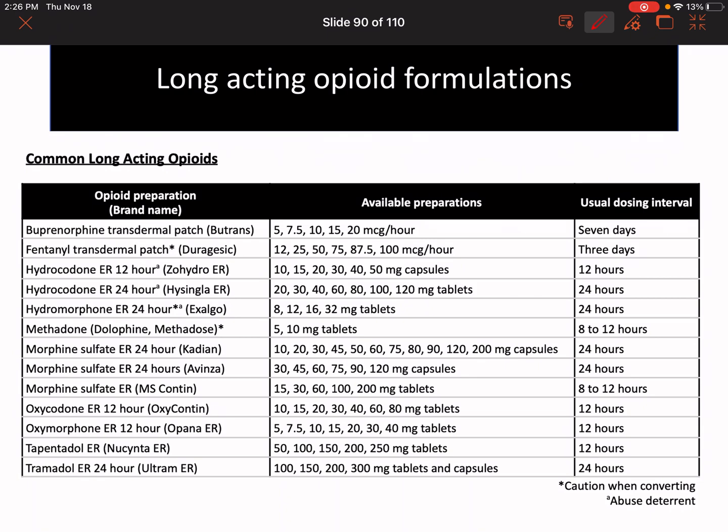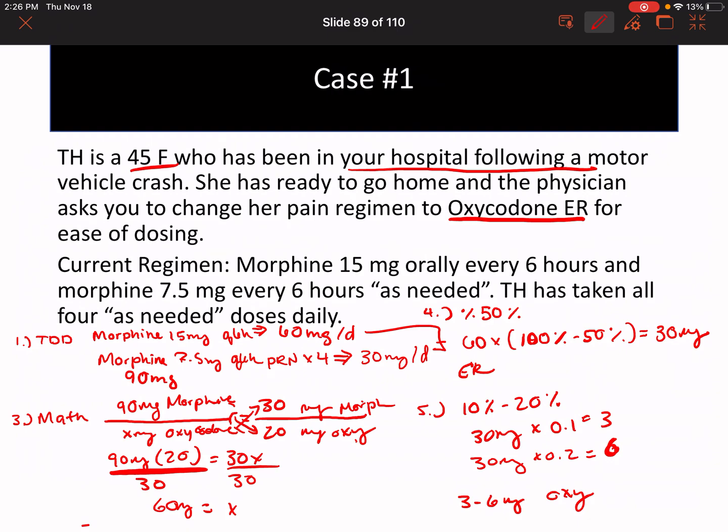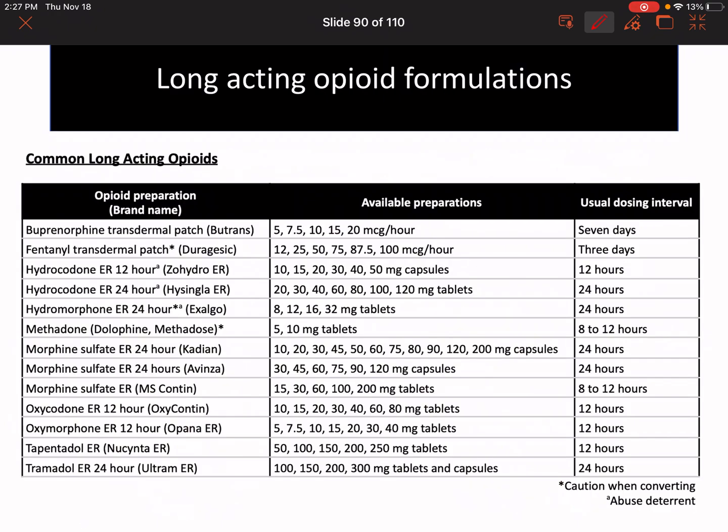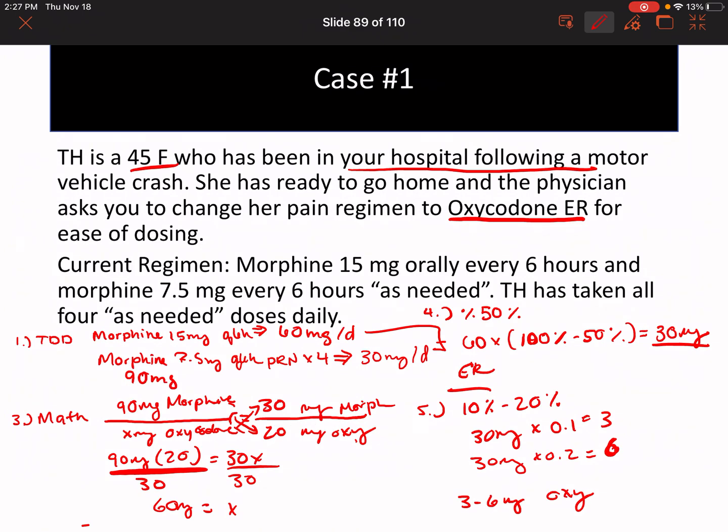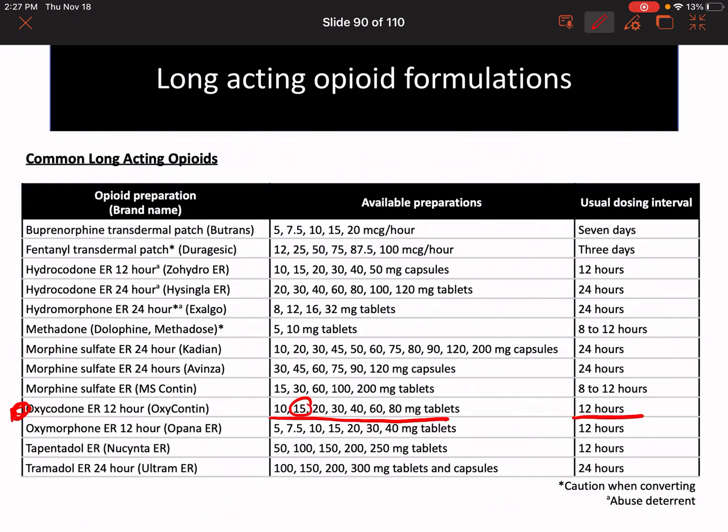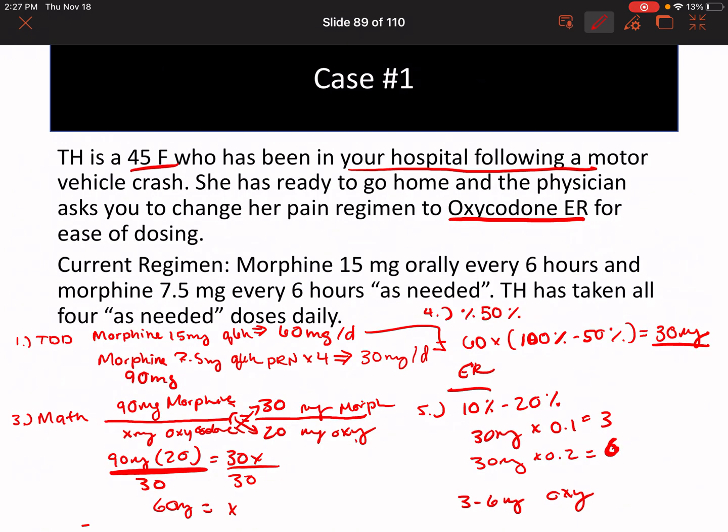Now, let's go back to our patient. What we got was 30 milligrams of ER. Whenever we look at this sheet, we're looking at oxycodone ER. It comes in all these different doses, and it's Q12 hours. So we know that we're going to have to divide this into 2 equal doses. Luckily, we have this option for 15 milligrams. So we can do 15 milligrams of oxy ER BID.